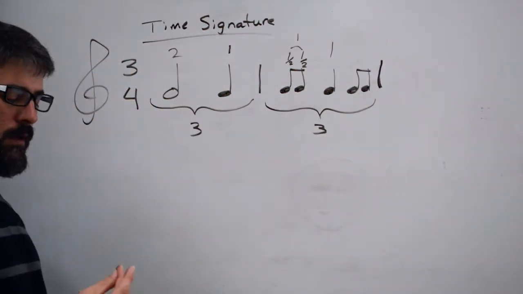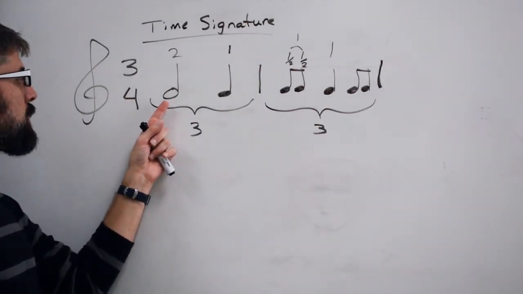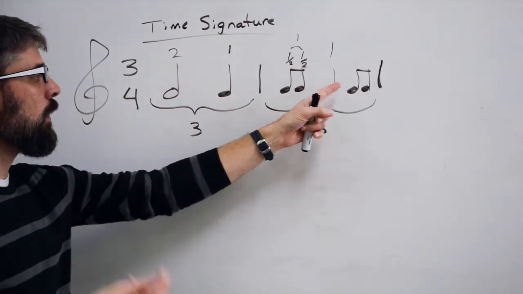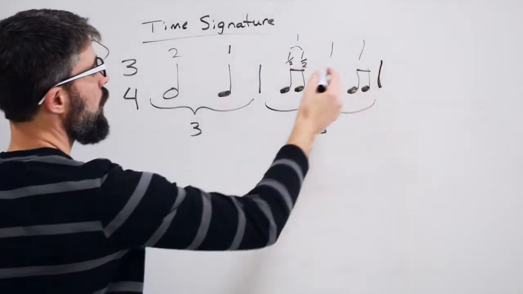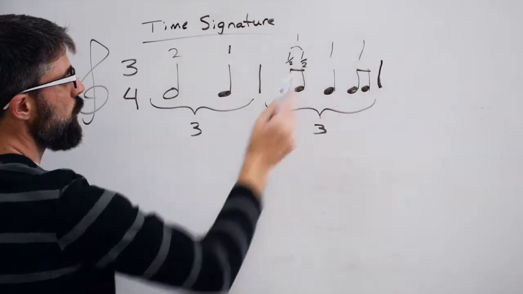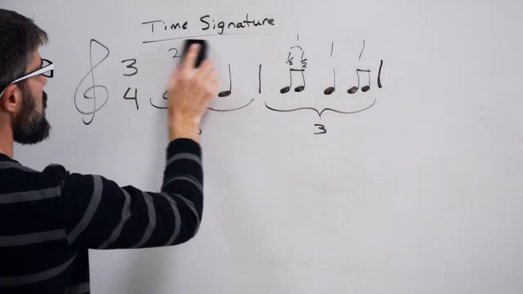So my music would sound like this. Here's my steady beat. 1, 2, it would sound like this. Da, da, da, da, da, da, da. So you can see how we get 3 beats in each measure. 2 plus 1 is 3. 1 plus 1 plus 1 is 3. Okay?